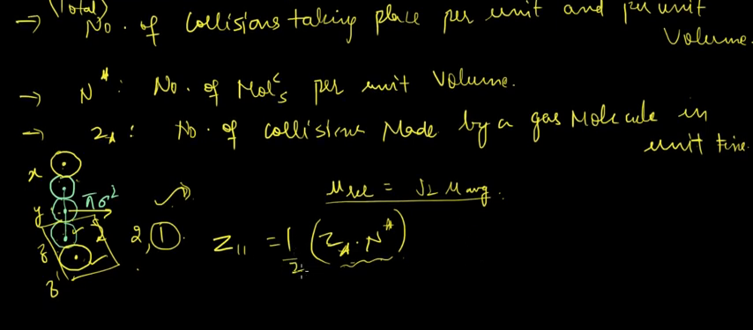So that's why we are putting half. Now Z star, which was only the number of collisions made by a single gas molecule in unit time, when we multiply it with the number of molecules per unit volume, we will get the total number of collisions which happened per unit time and per unit volume.